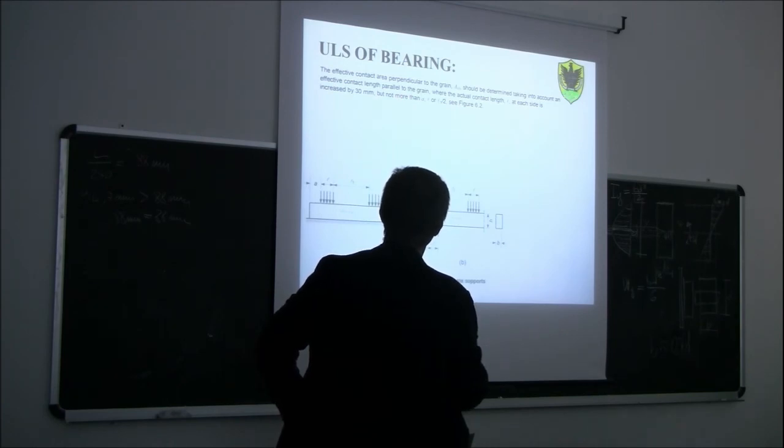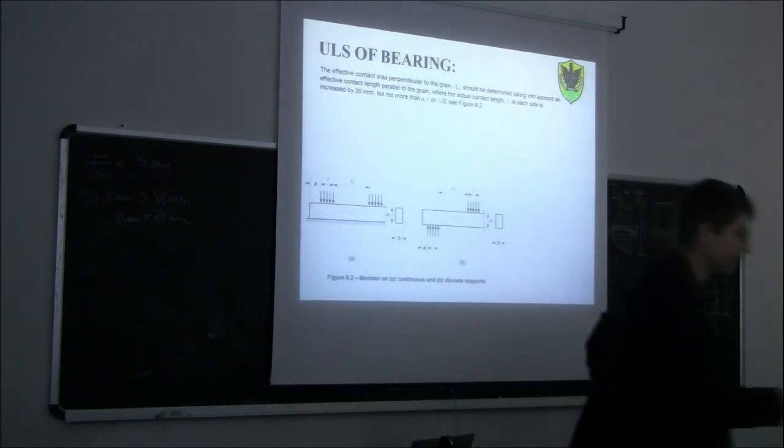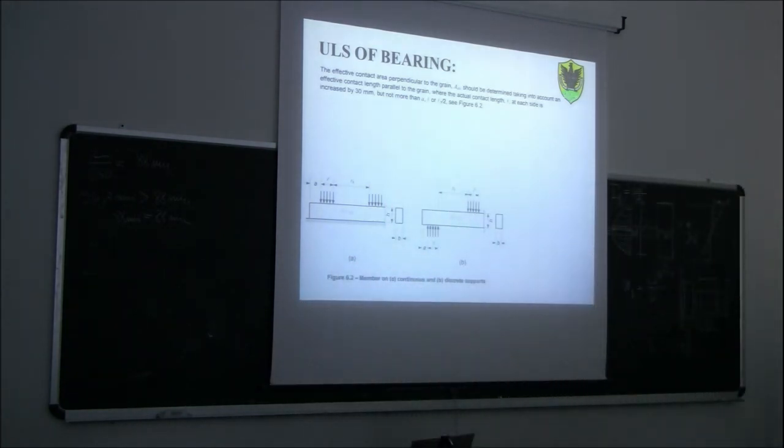You see the effective contact length parallel to the grain, so the verification is done considering the formula of what is called the effective contact length parallel to the grain, where the actual contact length L, so L is the actual contact length, our unknown in this case, because we don't yet know this value. At each side it is increased by 30 millimeter, but not more than A.